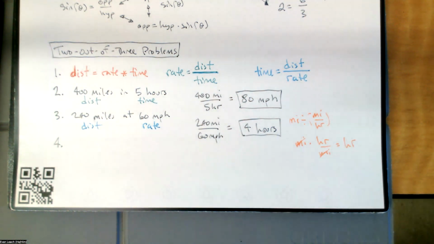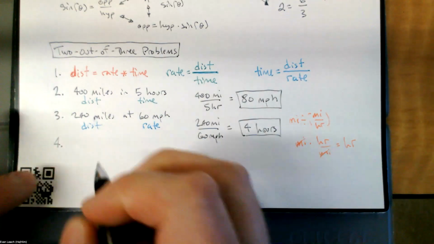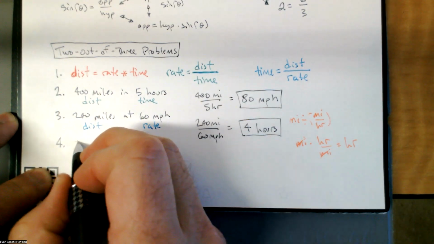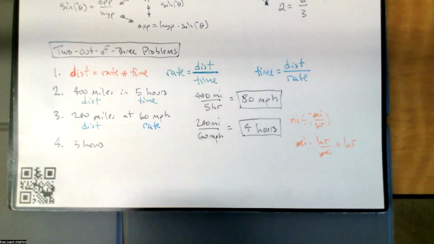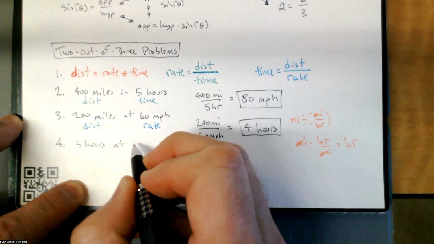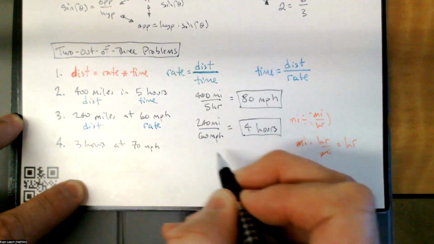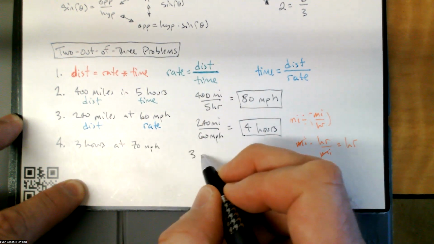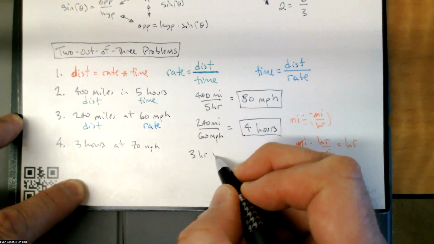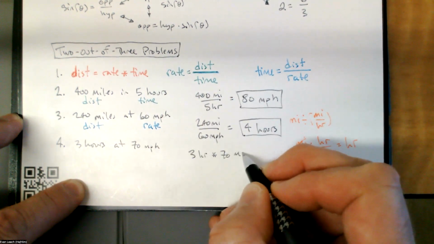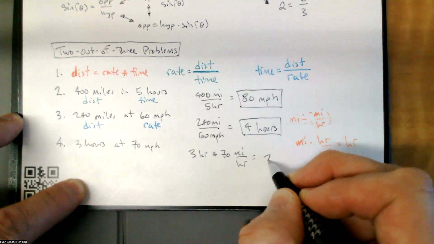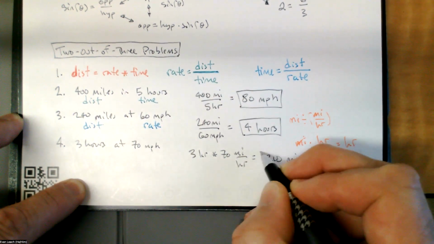Number 4, if we drive for 3 hours at 70 miles per hour, how far will we go? What are we going to do with the 3 and the 70? Multiply, and what are we going to get? 210 miles. Perfect. So I've got 3 hours. That is a time. At 70 miles per hour, that is a rate. We're going to multiply. I'm going to take 3 hours and multiply by 70 miles per hour and get 210 miles.